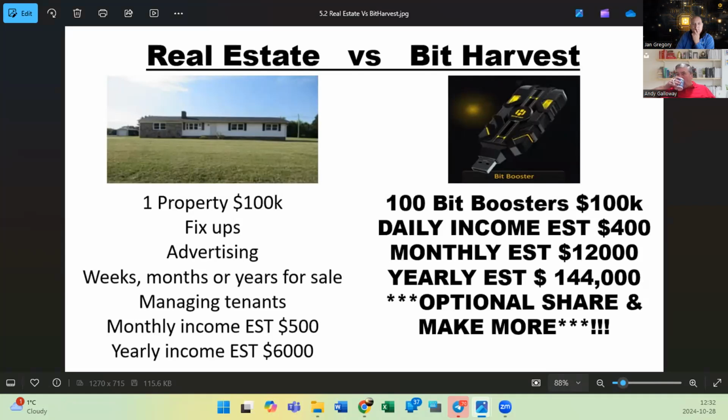So why would you, as a business person, working smarter, not harder? That's what the wealthy do. They don't work harder, not smarter. They work smarter, not harder. So why wouldn't you get the boosters? Let's say $1 million. That's 1,000 boosters.